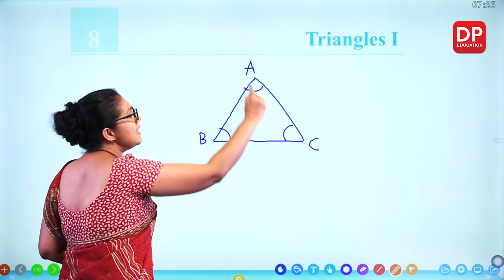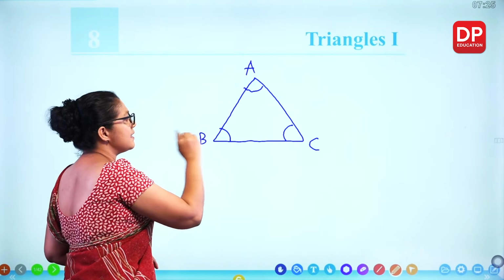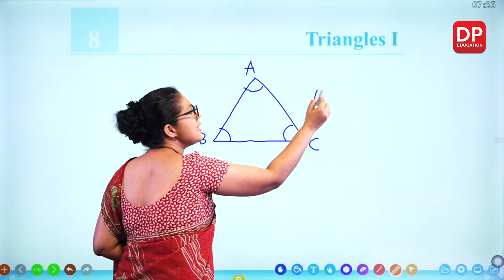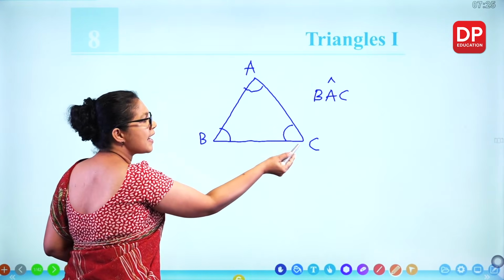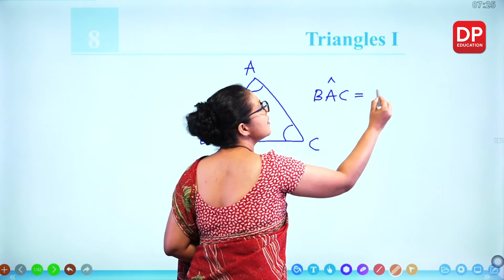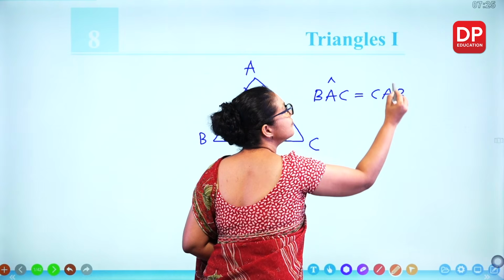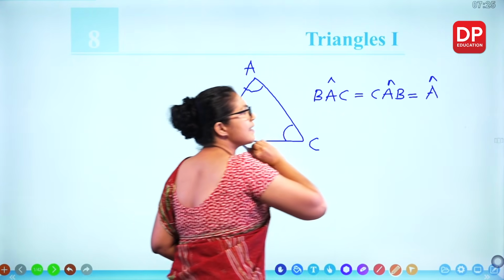So we'll label this angle. So how can we label angle A? So we can write BAC, or we can write the other way around, CAB, or simply I can write angle A.